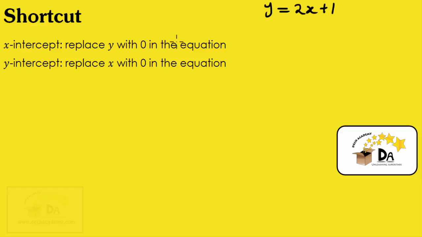Why? Because the x-intercept is the intersection of a graph with the x-axis. So this is the x-axis and this is the y-axis. And this is a line. This line intersects the x-axis at the x-intercept. Now, everywhere on the x-axis, y has a value of 0. Let me show you. So let's draw something bigger.